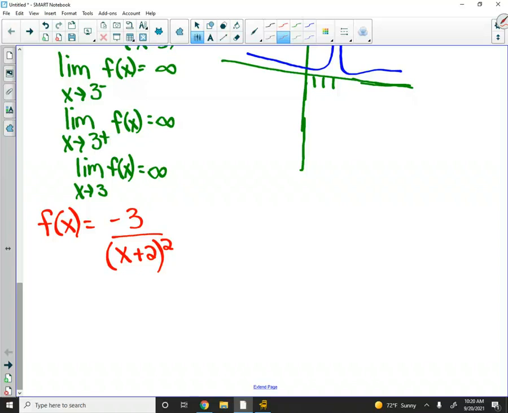Okay, what does the x plus 2 do? Left 2. What does the 3 do? Just the 3. We don't care. What does the square do? What does the negative do? Yeah.